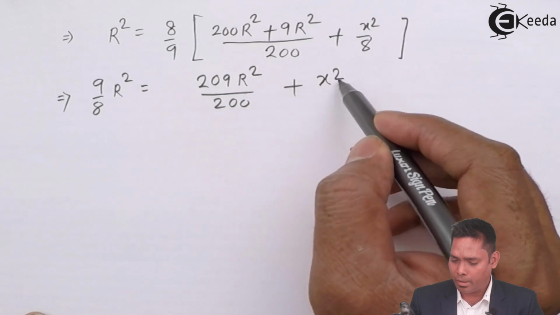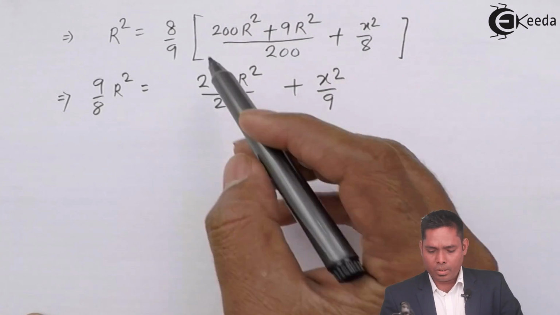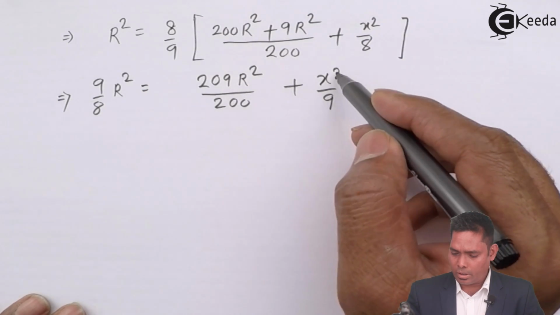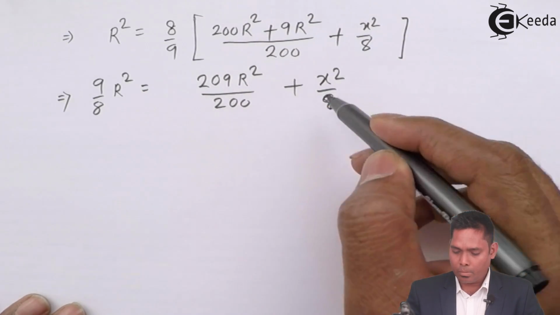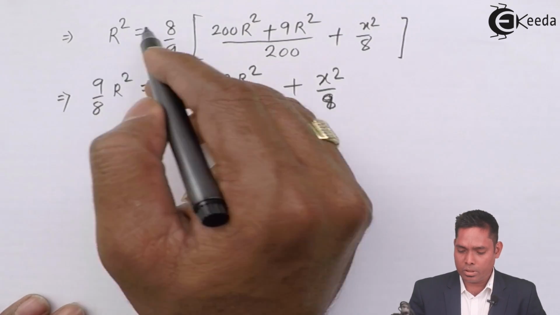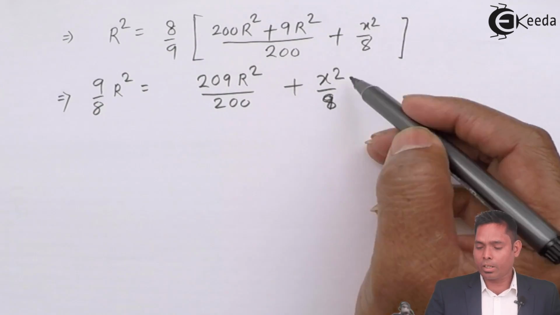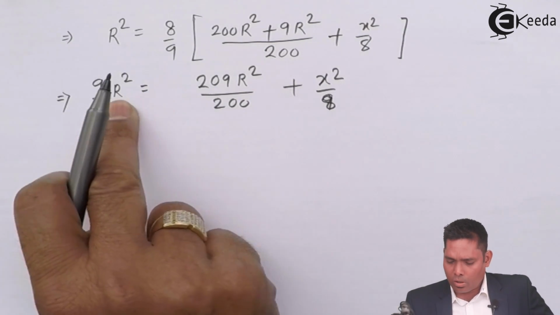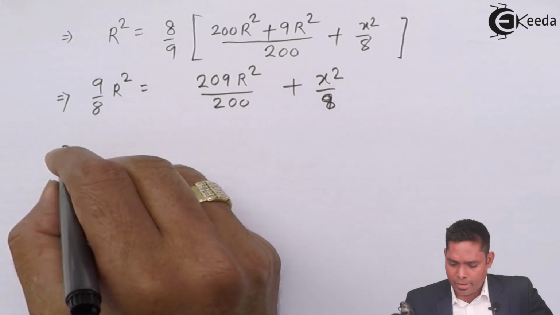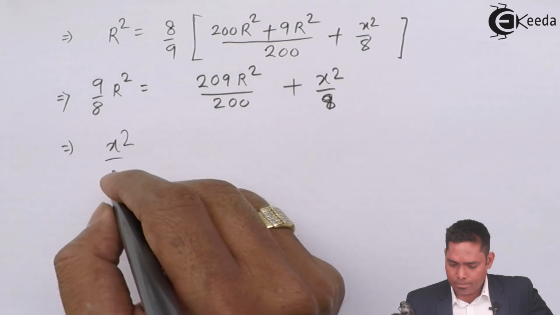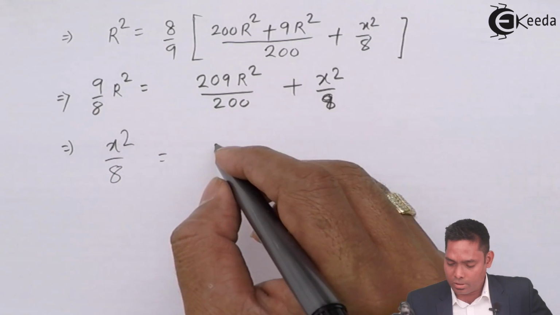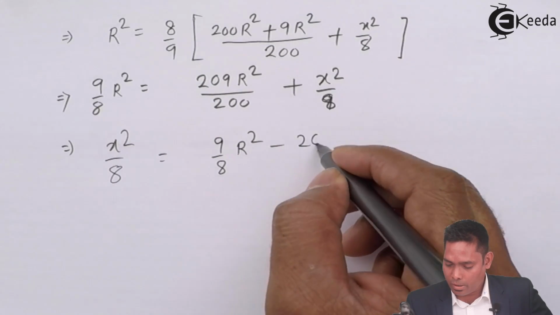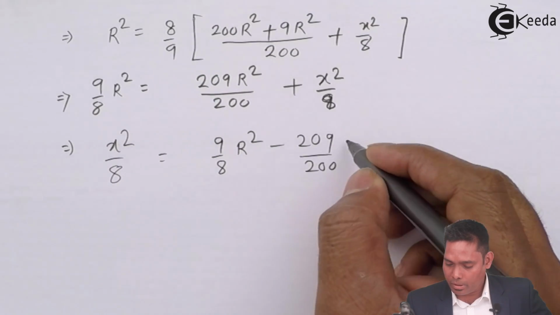this 8 by 9 will multiply with this, so it will become x square by 9. Actually this is taken out, so it is only x square by 8, because this is multiplied and taken to this side, so this will remain as it is, x square by 8. Now this also is taken to the other side of the equation to get x square by 8, so x square over 8 equals, if we solve this, 9 over 8 r square minus 209 divided by 200 into r square.